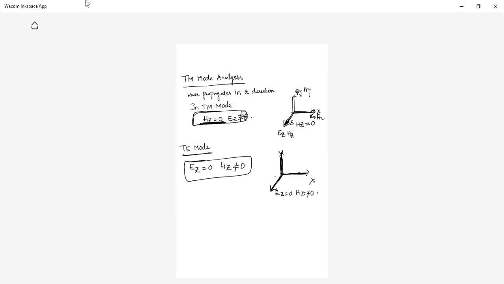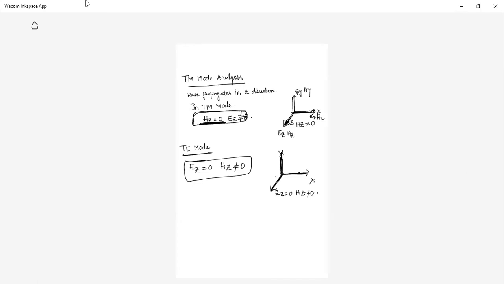Any doubt? Because this is the basic point you need to understand. What is transverse magnetic? What is transverse electric? If you don't understand the basic concept of transverse magnetic, doing analysis is meaningless. Is it clear, all of you?